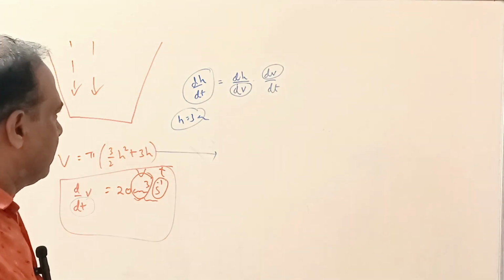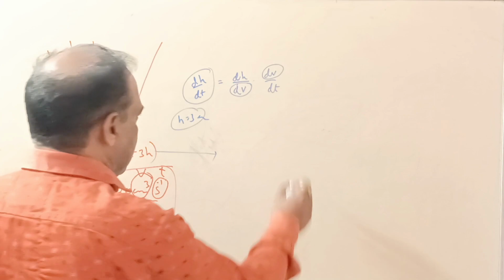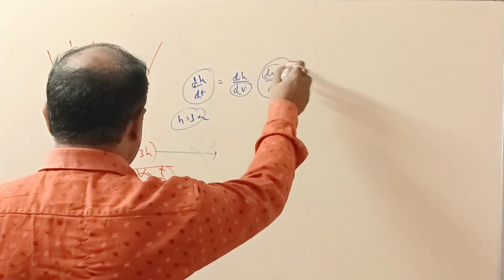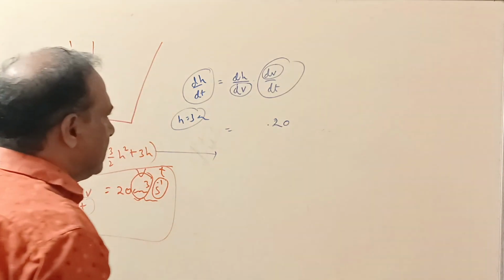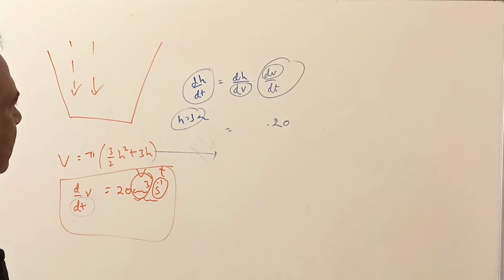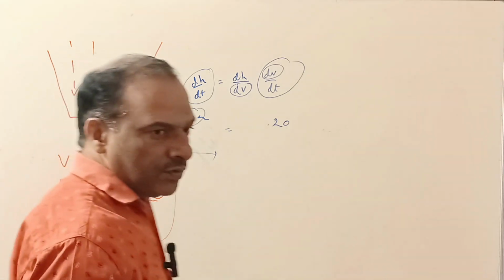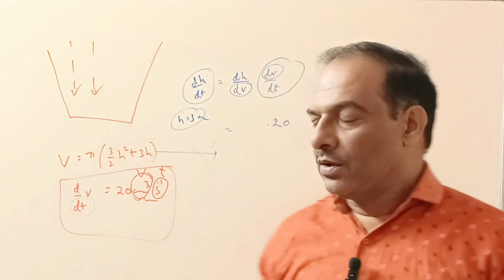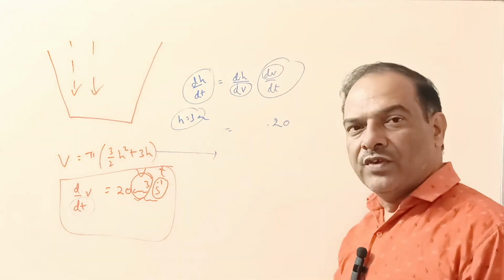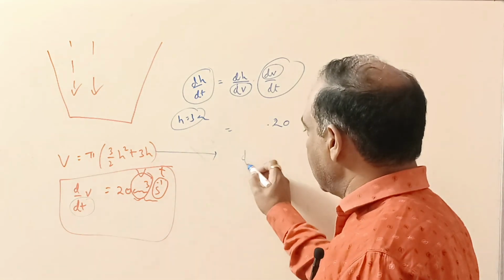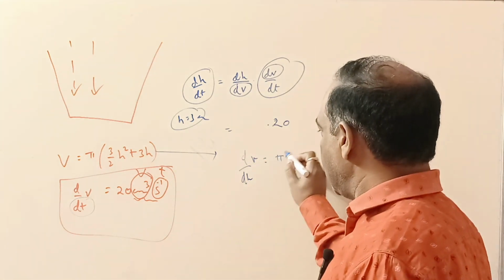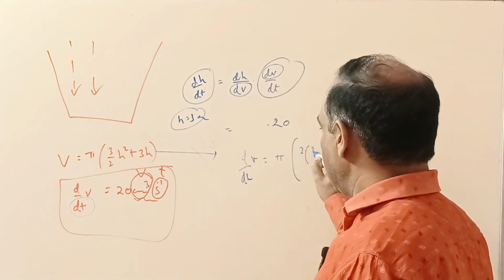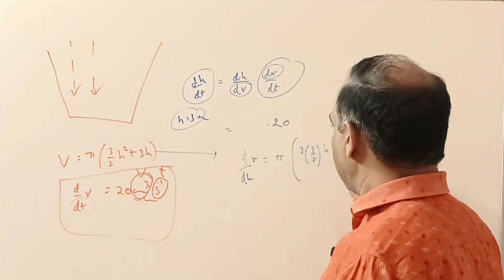Now, what will happen here? What will happen here is, we know the value of dv by dt, which is equal to 20. Now here this is the 20, and we have to find out the value of dh by dv. Now, what we have to do is, we have to differentiate the given equation of volume in terms of h with respect to h. Now here it will give me like this, d by dh of v is equal to, pi will remain here as it is, and here it will give me twice 3 by 2 h plus 3.